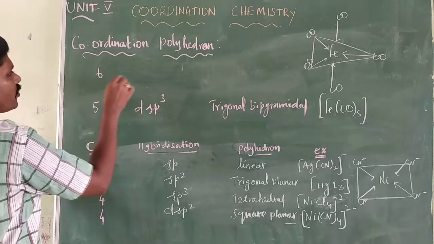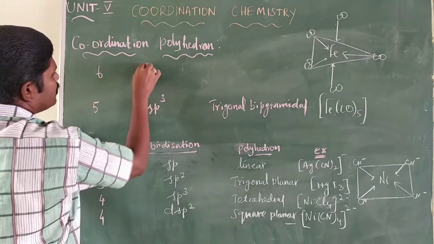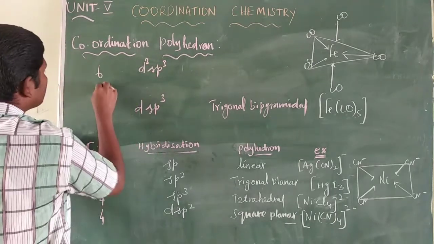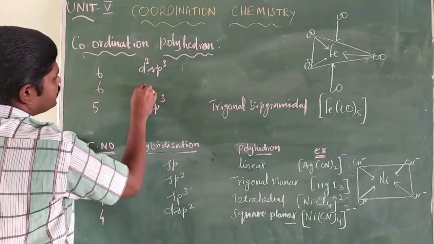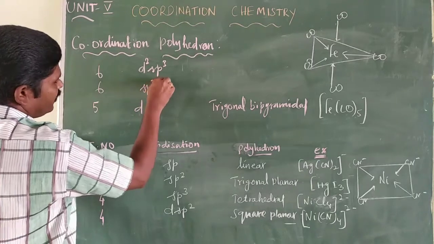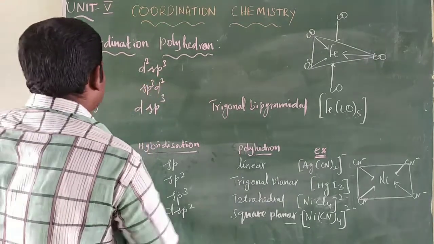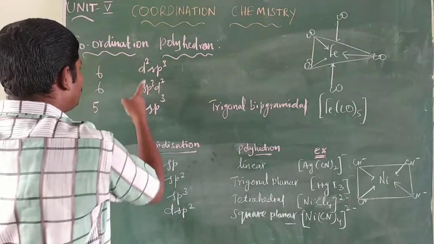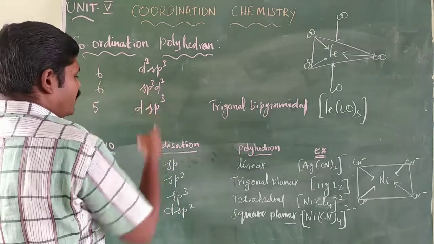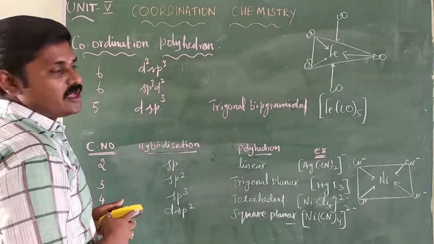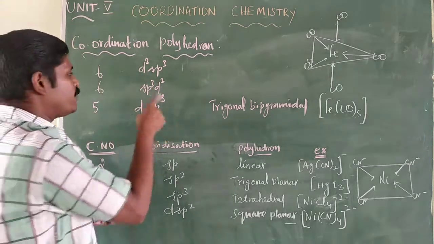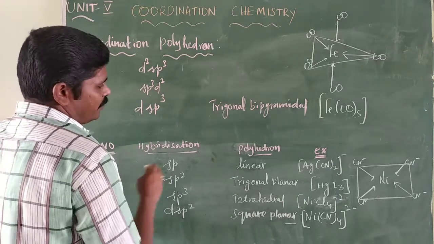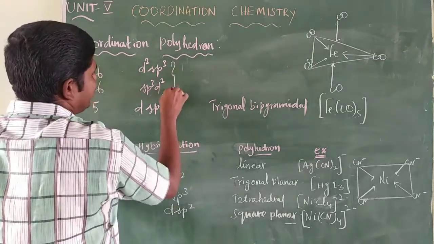The next, the coordination number 6. With a strong field ligand, the hybridization is d2sp3. With a weak field ligand, it is sp3d2. If the coordination compound contains a strong field ligand, the hybridization is d2sp3. If the ligand is weak field, the hybridization is sp3d2. So both have the same polyhedron, octahedral.